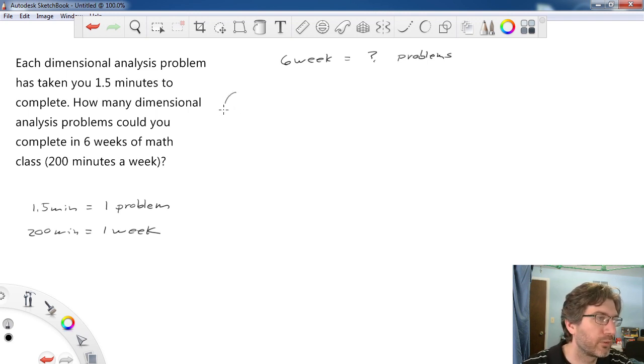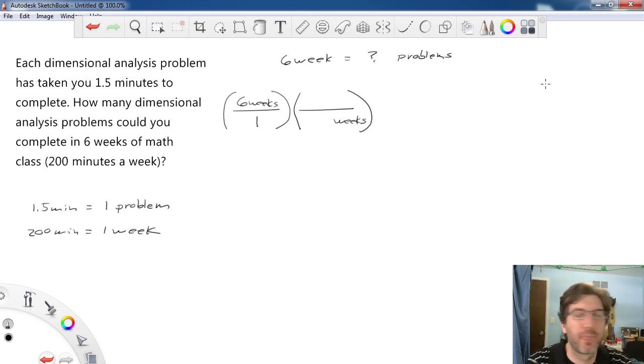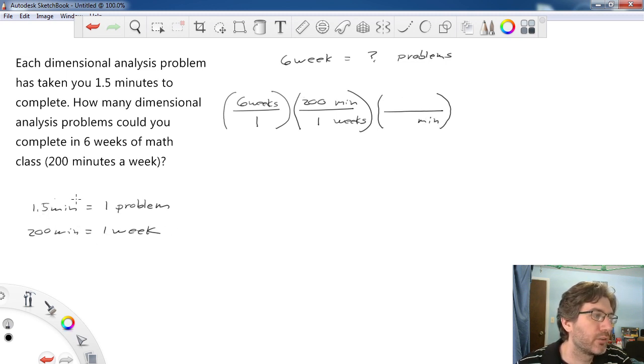Hopefully everybody's been able to set up the first ratio. If you got your first one set up, you know weeks has to go here. If weeks are here, looking over here, you can take it to minutes. So we can put minutes on top. So 1 week is 200 minutes. And then you need to get rid of minutes because it's not problems yet. So minutes has to go here. Looking over here, you should know that 1.5 minutes is one problem.